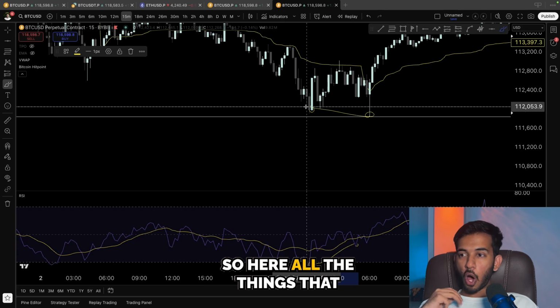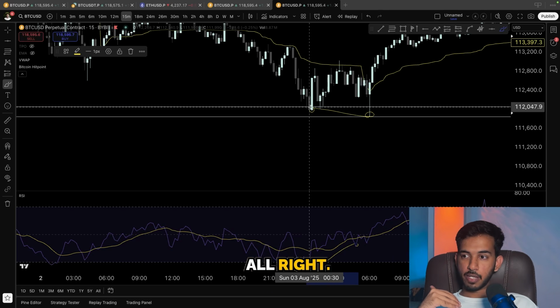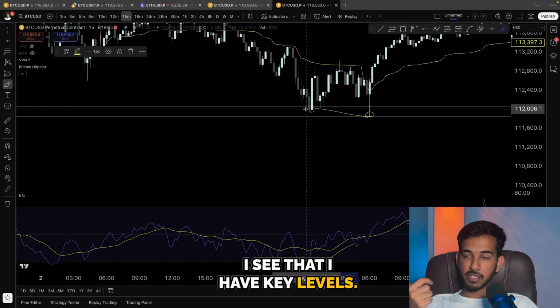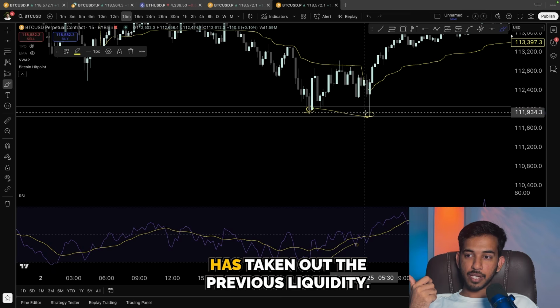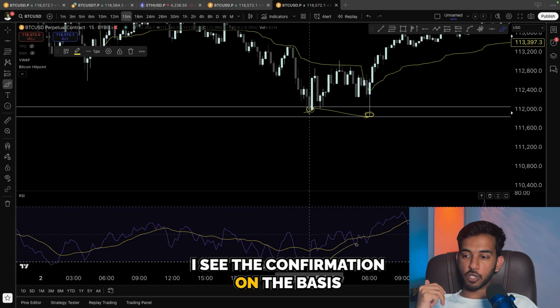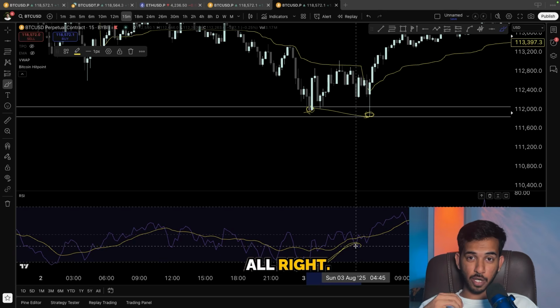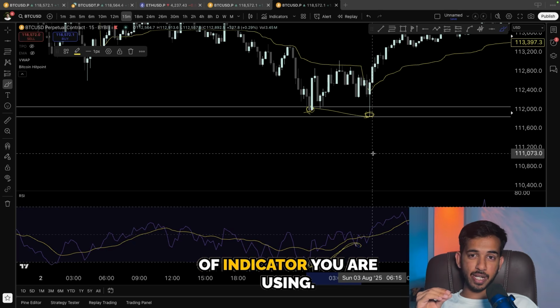So here, all the things that I wanted to see in my favor are there. I see that I have key levels, first box ticked. Second, I see that the price action has taken out the previous liquidity. And third, I see the confirmation on the basis of my indicator as well. So this is the way you use an indicator, no matter what kind of indicator you are using.